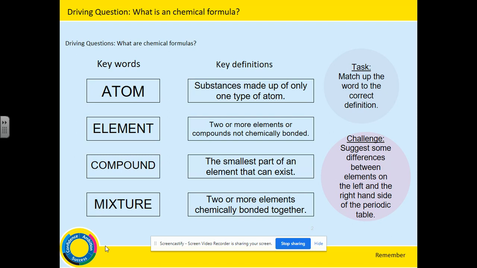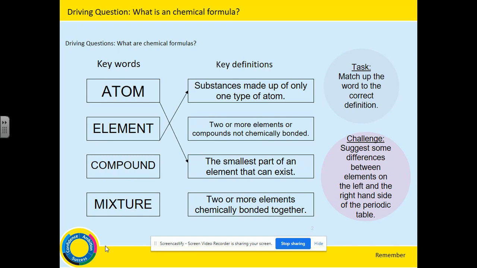Welcome back. I hope you took your time in answering the questions, and I wish you all the best. The first word is atoms. What is an atom? An atom is the smallest part of an element that can exist. Element. What is an element? An element is a substance that is made up of only one type of atom.